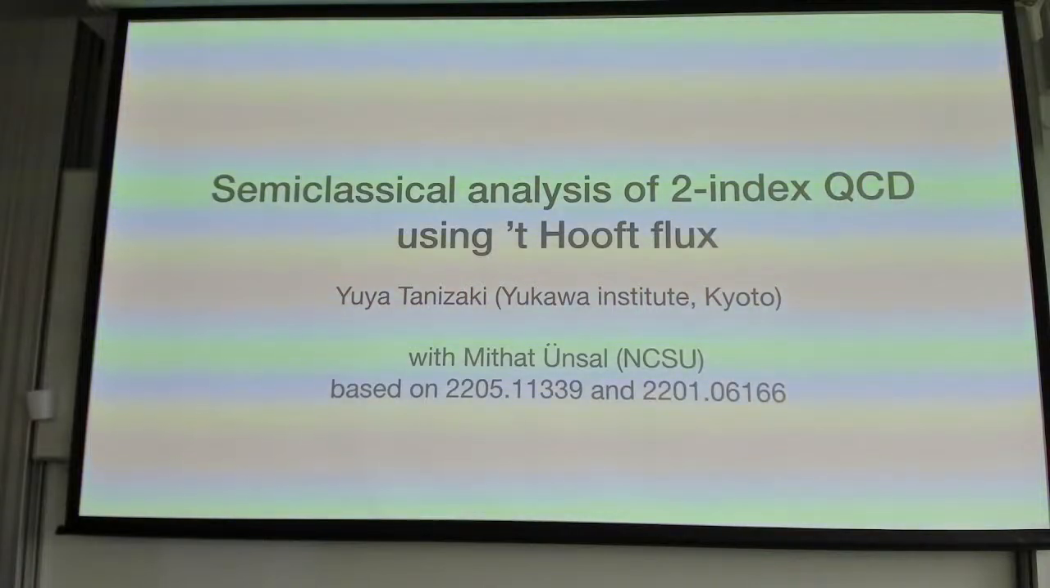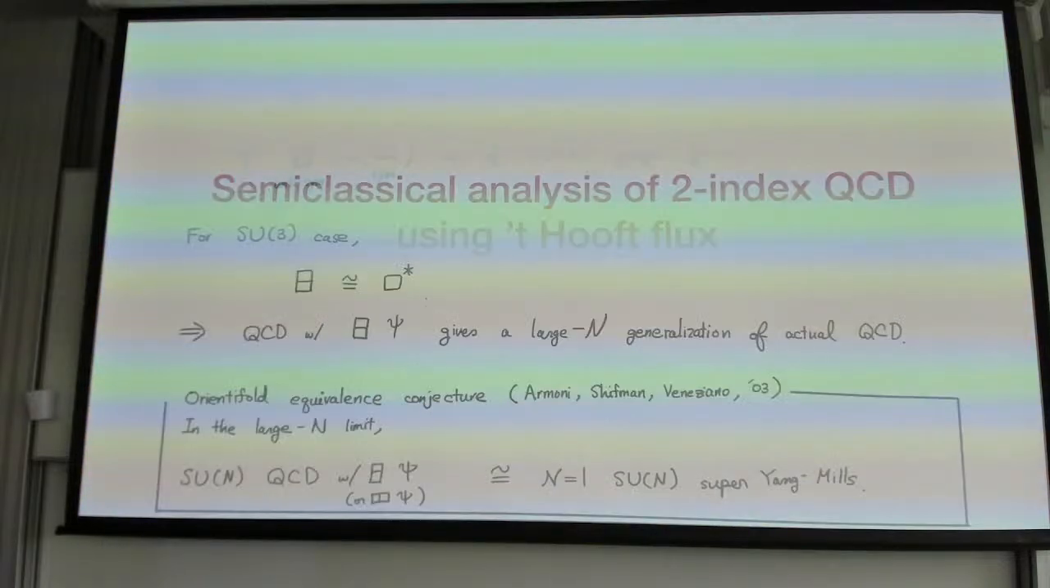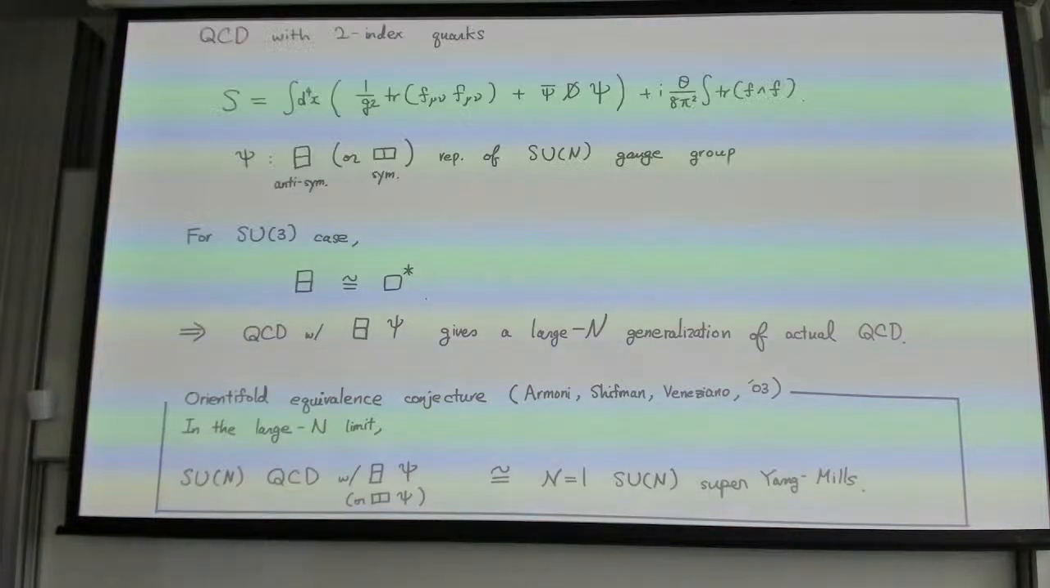So today I'm going to talk about my recent work with Hooft at North Carolina State University, based on this first paper. The motivation is that I want to understand the ground state properties of QCD with two-index quarks. So basically this is the Lagrangian, and there is a kinetic term.